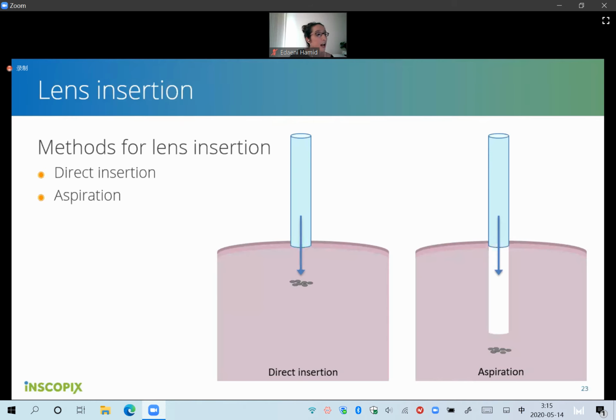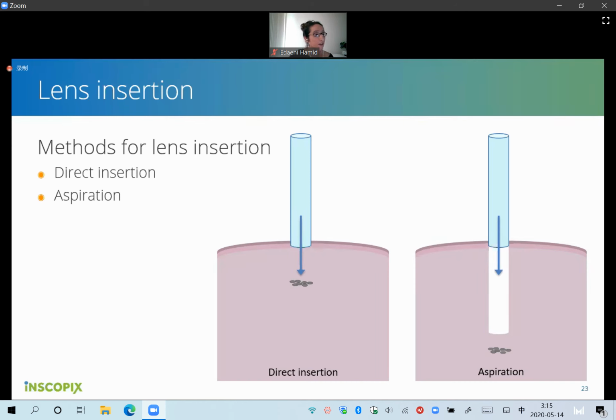So there are a couple of methods that can be used to insert the lenses in the brain. The simplest approach is a direct insertion, where the lens is gently pushed into the brain towards your region of interest. This method is often used for superficial brain regions. One concern with using this approach for deeper areas is that as you push the lens deeper and deeper, you're compressing tissue and potentially damaging the cells beneath the lens.